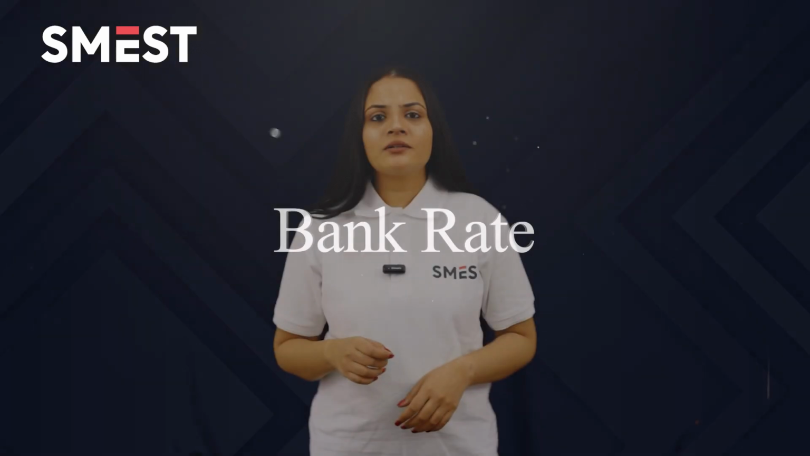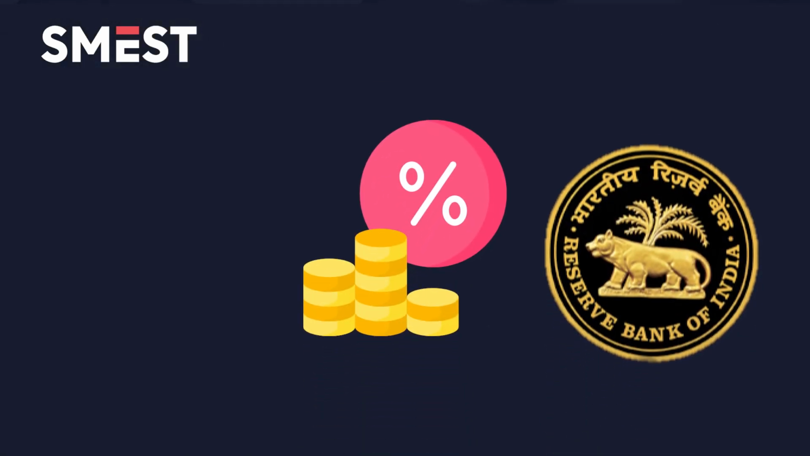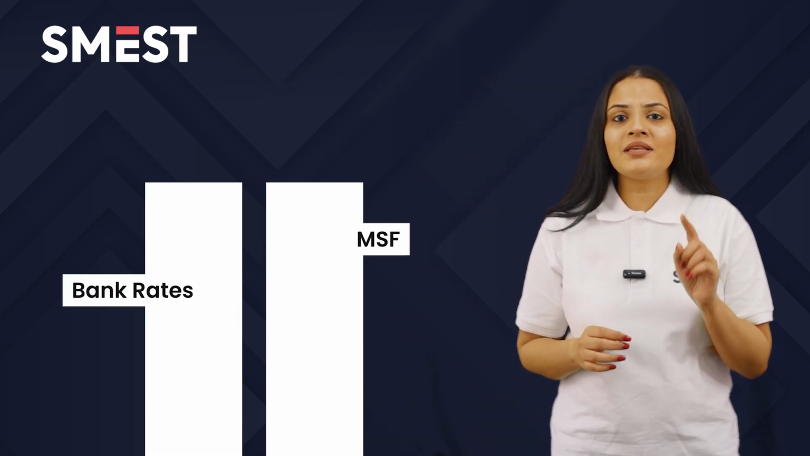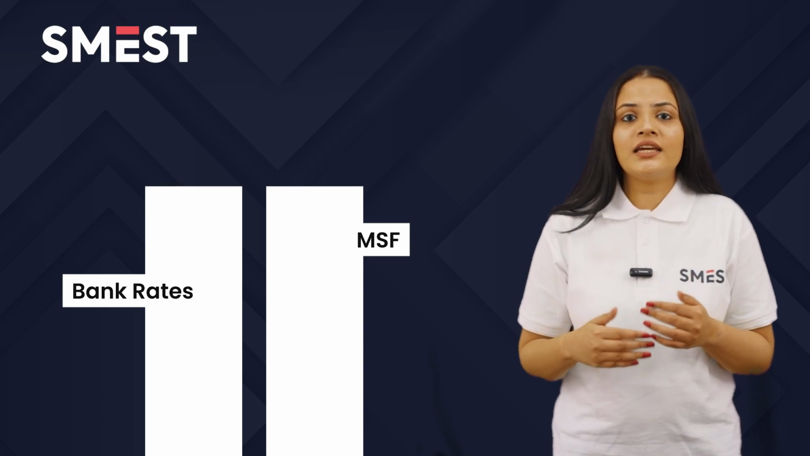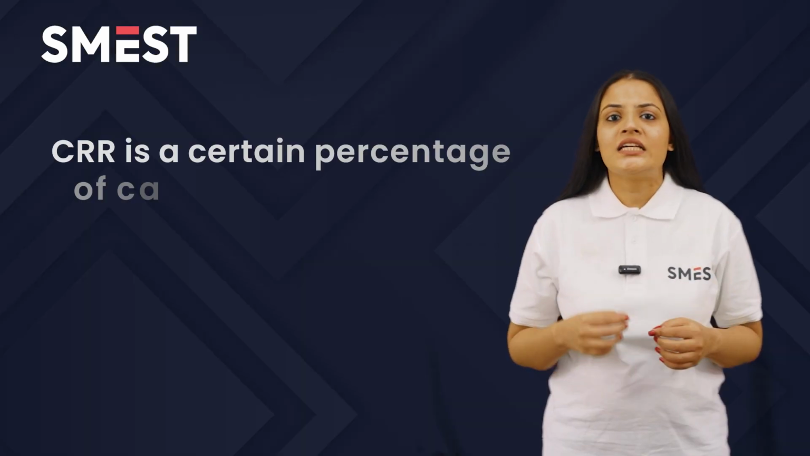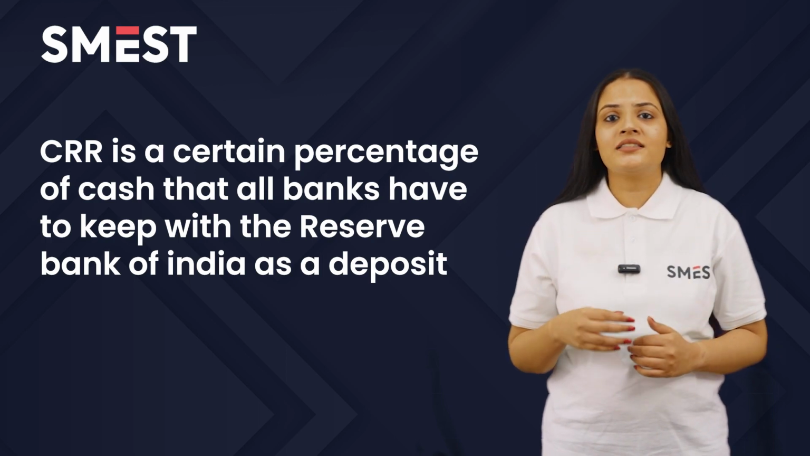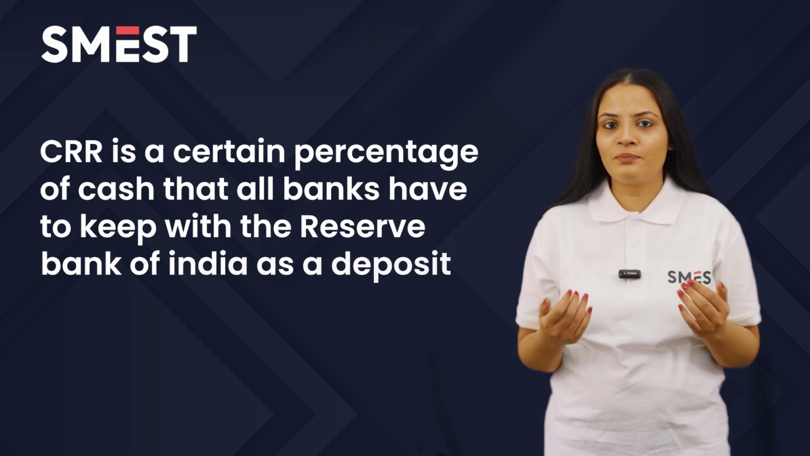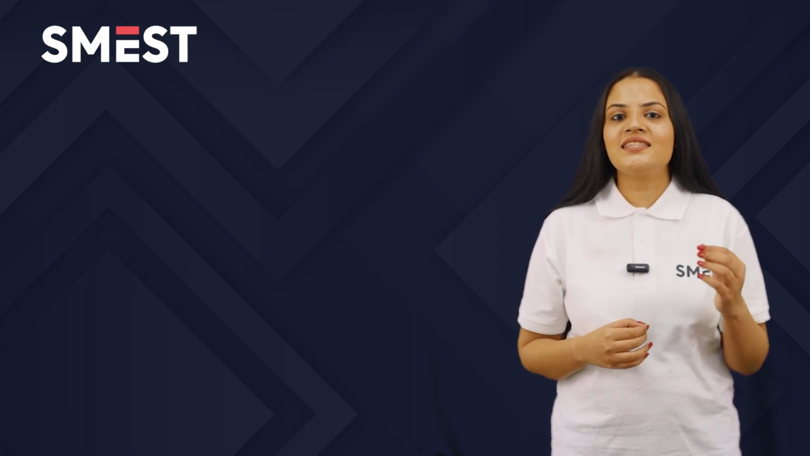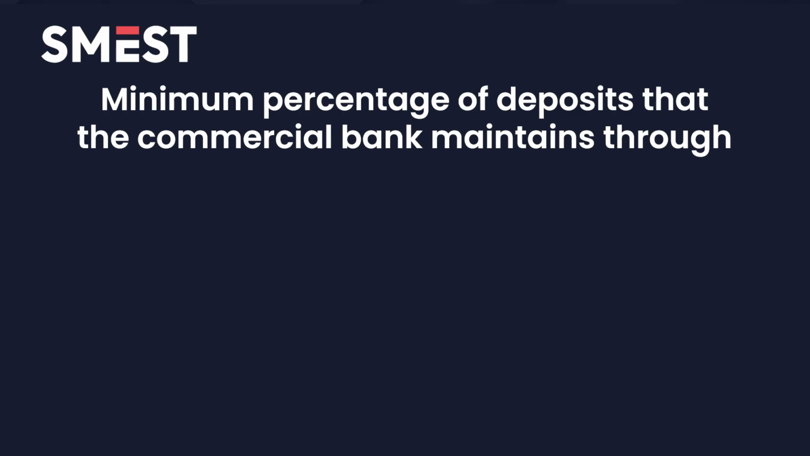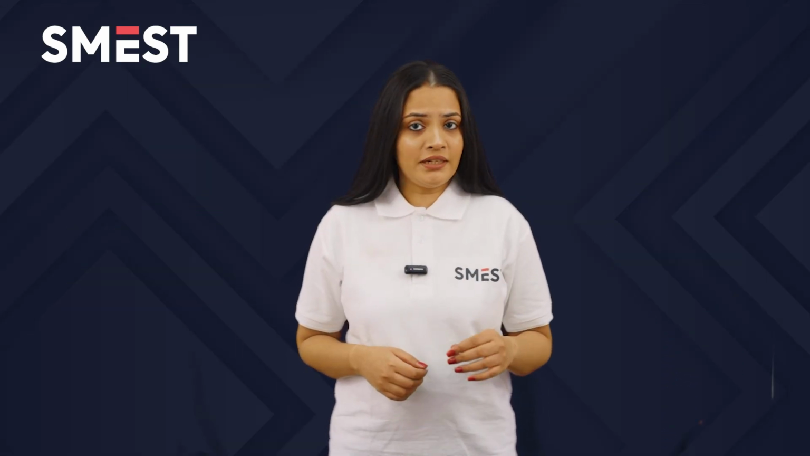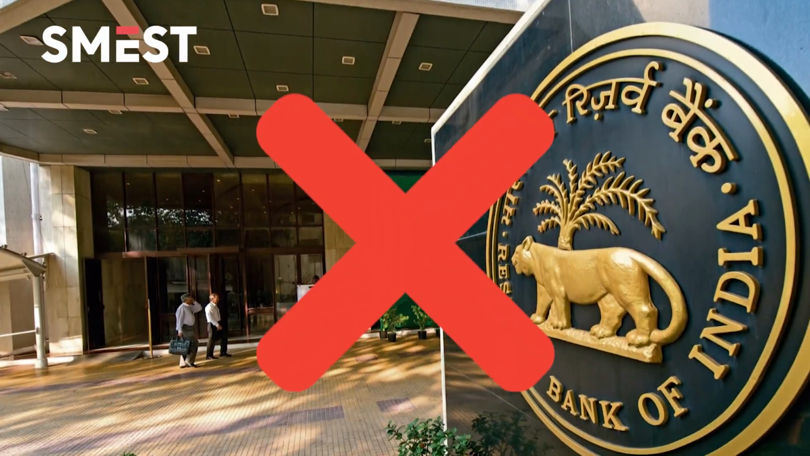Number 6. Bank rate. The bank rate is the rate of interest which is charged by the RBI while lending loans to a commercial bank. This rate has been aligned to MSF rate and therefore it changes automatically as and when the MSF rate changes. Number 7. Cash reserve ratio or CRR. CRR is a certain percentage of cash that all banks have to keep with the Reserve Bank of India as a deposit. Number 8. Statutory liquidity ratio, or popularly called SLR, is a minimum percent of deposit that the commercial bank maintains through gold, cash, or other securities. These deposits are maintained by the banks themselves and not with the Reserve Bank of India.